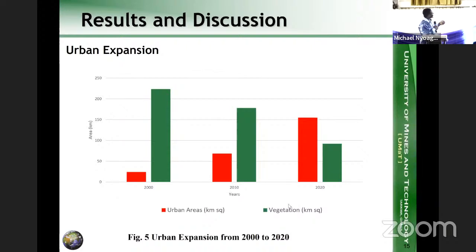So we realized that there is an increase in urban expansion from the year 2000 to 2010, and then the year 2020, thereby indicating a positive graph for increase in urbanization, and then a negative graph which indicates decrease in the vegetation. Next slide.